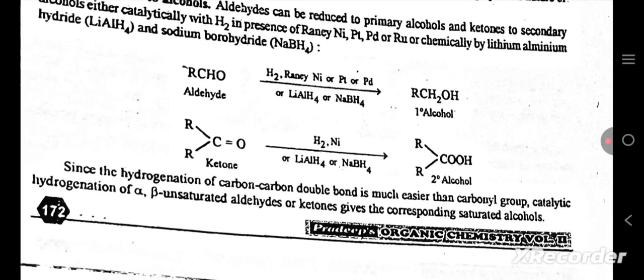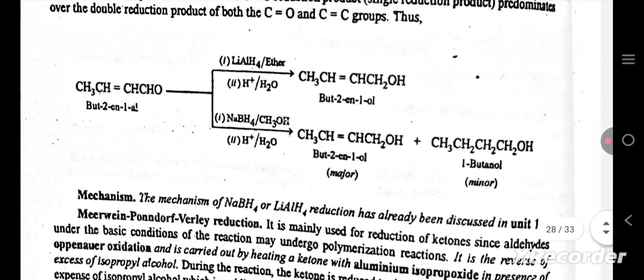Since the hydrogenation of carbon-carbon double bond is much easier than carbonyl group, catalytic hydrogenation of alpha beta unsaturated aldehydes or ketones gives the corresponding saturated alcohols.